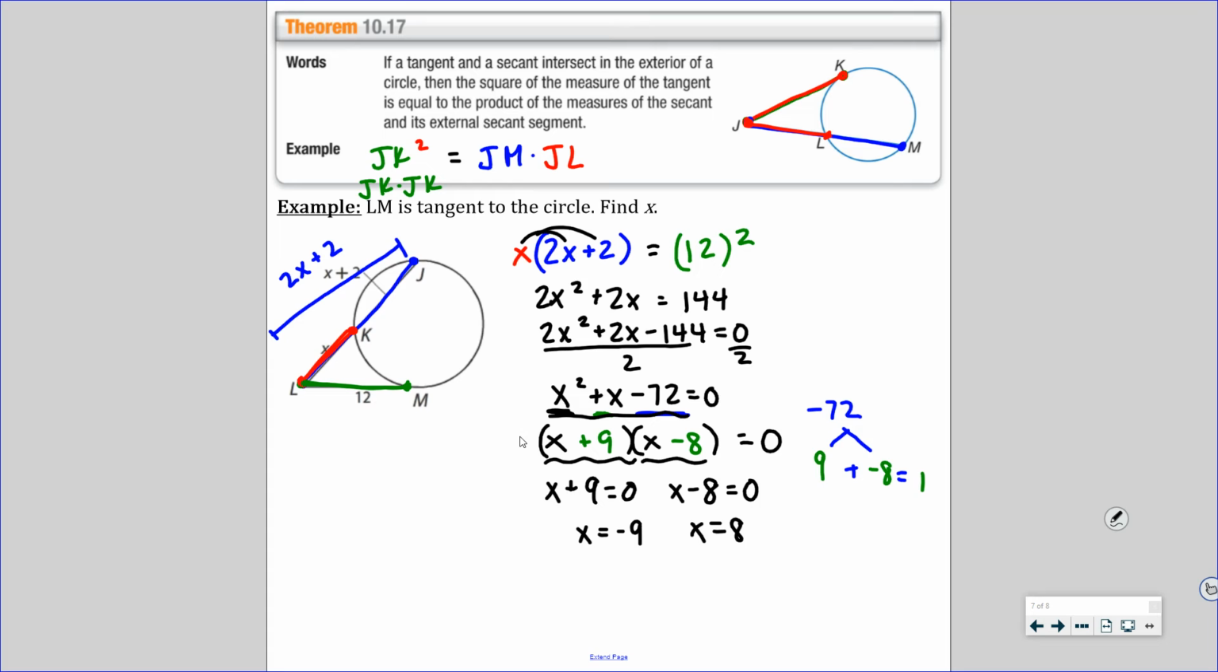Now, when we're looking at our diagram here, would it make sense that this external piece segment of x is negative 9 units long? No, so we ignore that one. 8 would be my answer.